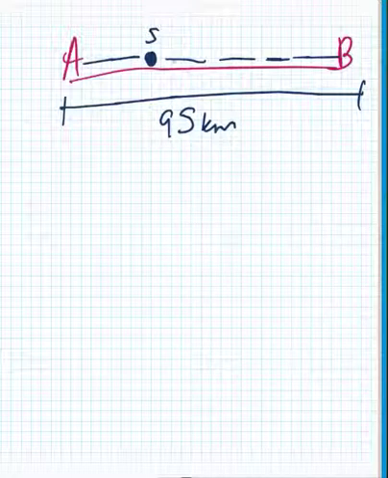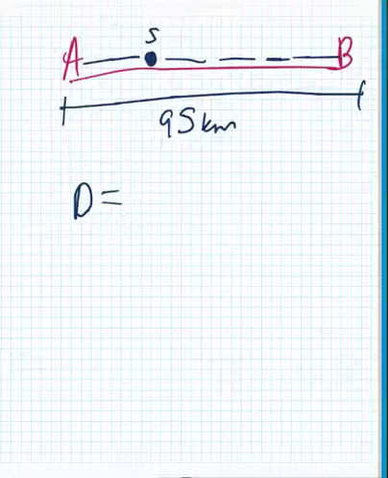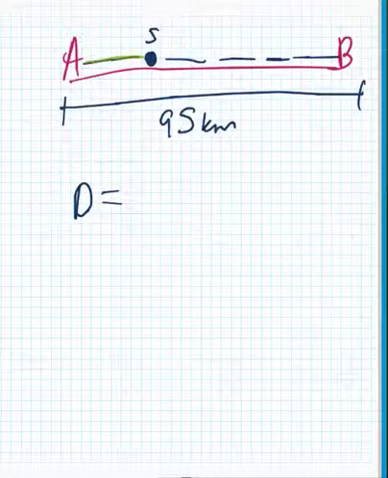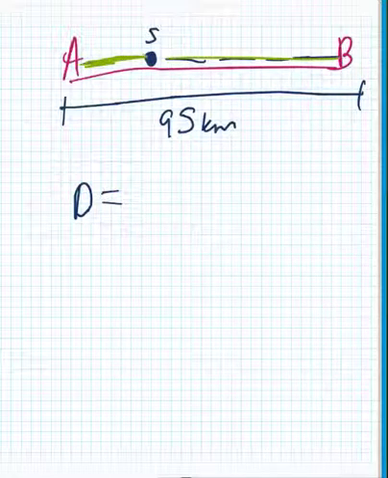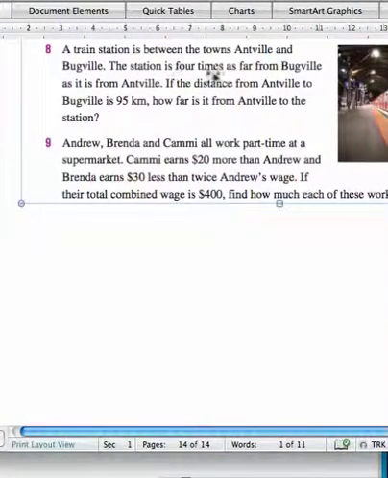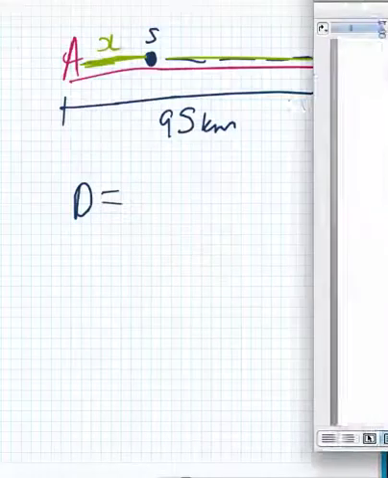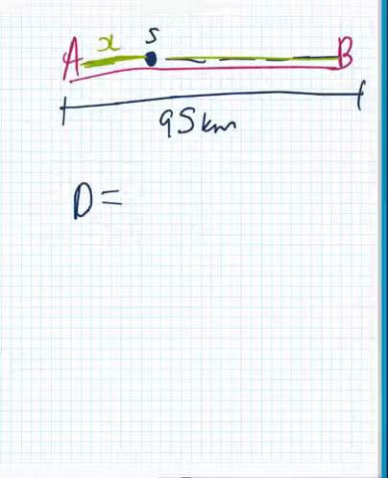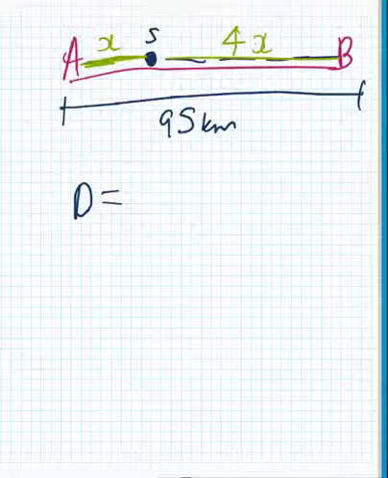So if we have a distance, what's a total distance? We've got this part here. There's a station, and then this part here, okay? Now this part here, from Antville to the station, we can call X. And then, what do we write for the distance from the station to Bugville? Well, it tells us that the station is 4 times as far from Bugville as it is from Antville. So X is the distance from Antville to the station. So that means here we will have 4X. 4 times as far from this distance.